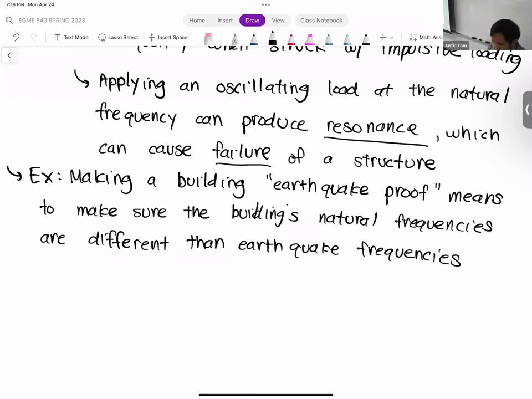Because earthquakes are a naturally occurring oscillating mode. When an earthquake occurs, it shakes the ground with a particular frequency. So in order to make sure your buildings are earthquake proof, you want to make sure that the typical frequencies that earthquakes occur at are different than the natural frequencies of your building. Because if your building got resonance along with an earthquake, that is a very quick and catastrophic way for your building to fail.